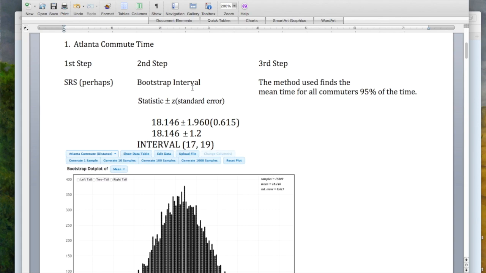So as you can see on the answers right here, there are 3 steps. I placed each of those important numbers in its proper position and ended up getting between 17 and 19. And the method used finds the average time for all commuters 95% of the time.